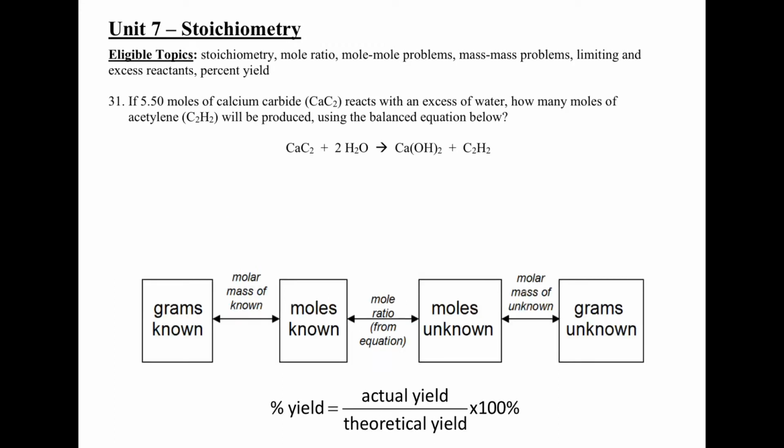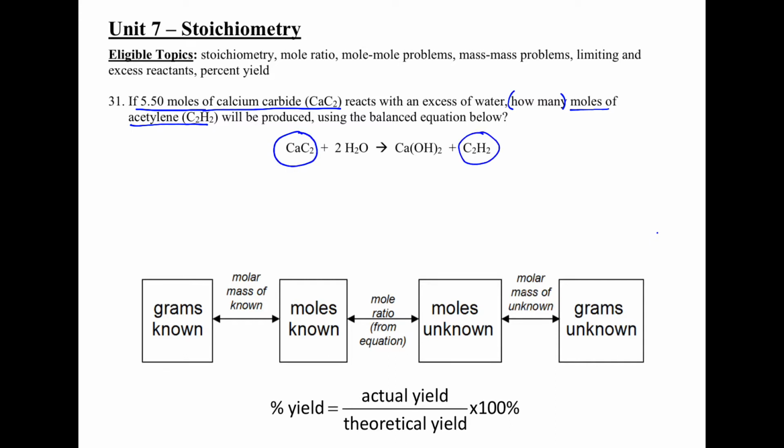Okay, so in question 31, it says, if 5.5 moles of calcium carbide, which is CaC2, reacts with an excess of water, so that's just describing the reaction, look for those question words. How many moles of acetylene, C2H2, would be produced using the equation below? Now it says it's already balanced, so we don't have to do that, but we want to make sure we know which two we're dealing with. We're concerned with the CaC2 and the C2H2, okay?